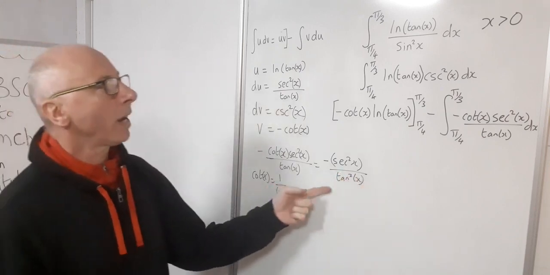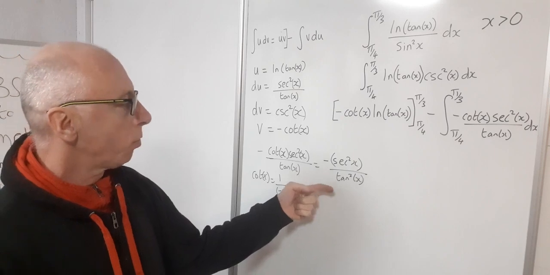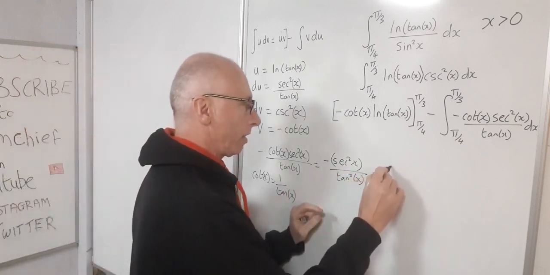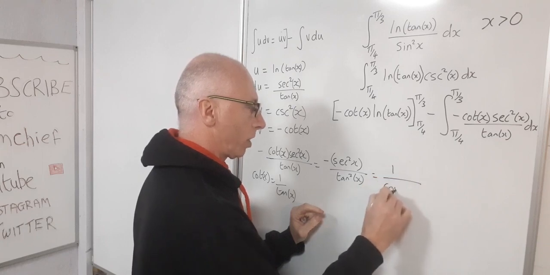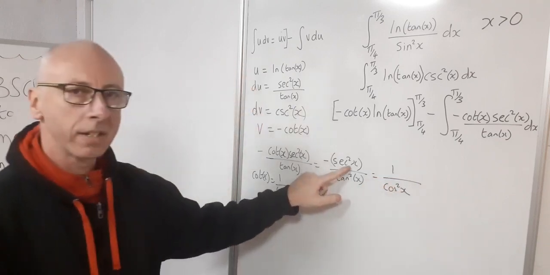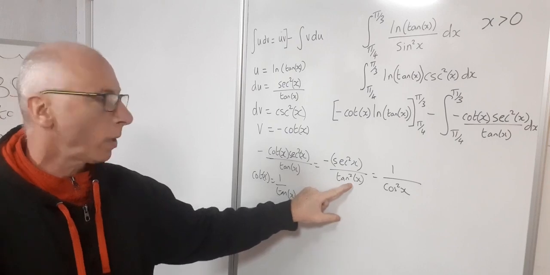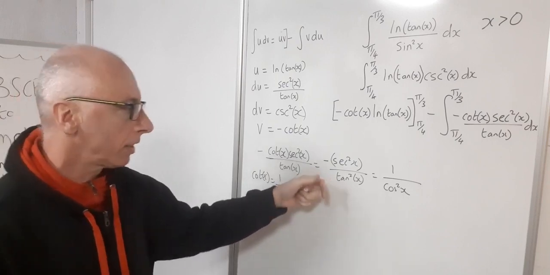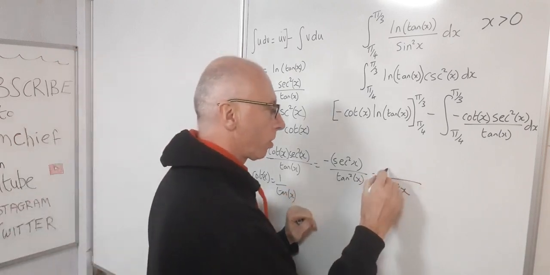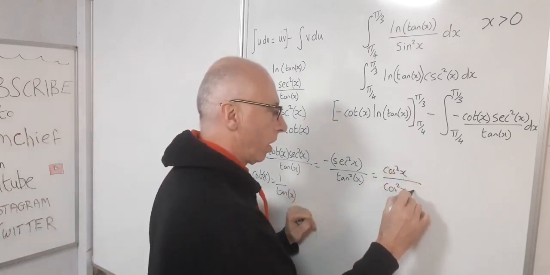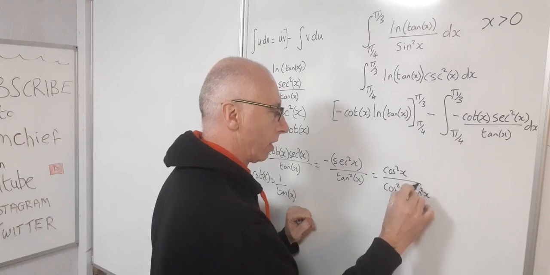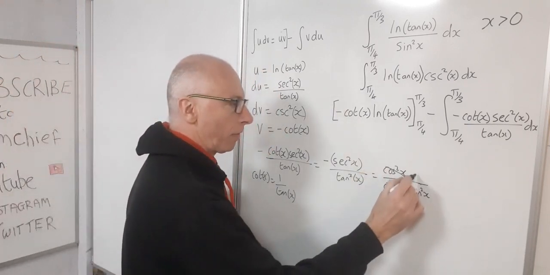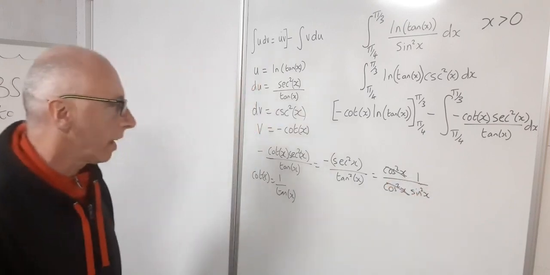Now secant squared of x, we know that's 1 over cosine squared of x, so I'm going to write that in here like this. That takes care of that. And tangent squared x, when it's in my denominator, I can flip that and write cosine squared of x over sine squared of x. And then I just cancel them out and I'm left with 1 over sine squared of x.